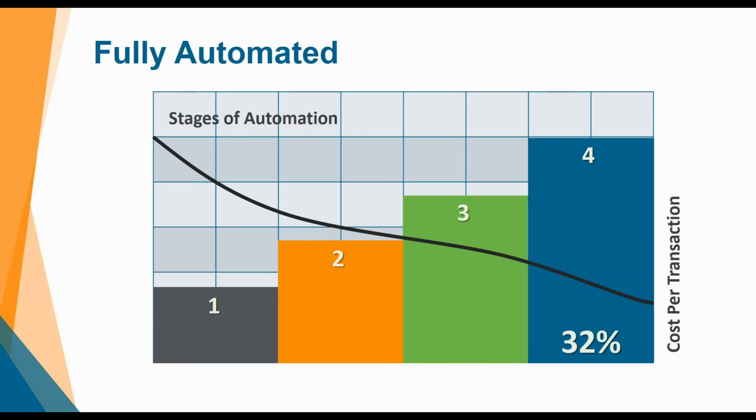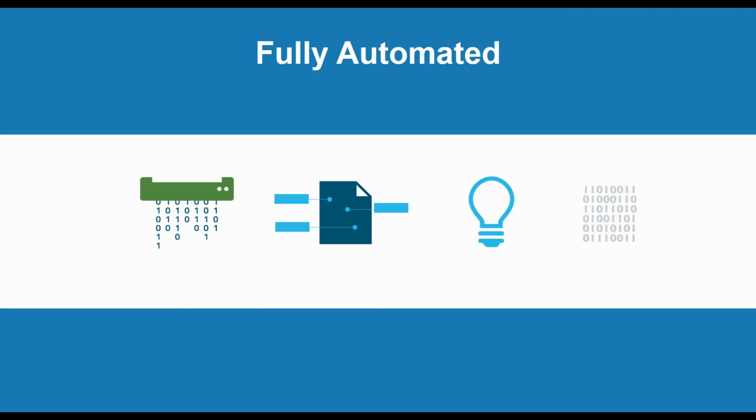Thanks, Emma. So as Emma has taken you through this evolution of automation, the fourth and final stage is having a fully automated AP department. So what does that look like? 32% of organizations responded to this report saying that they have a fully automated process.